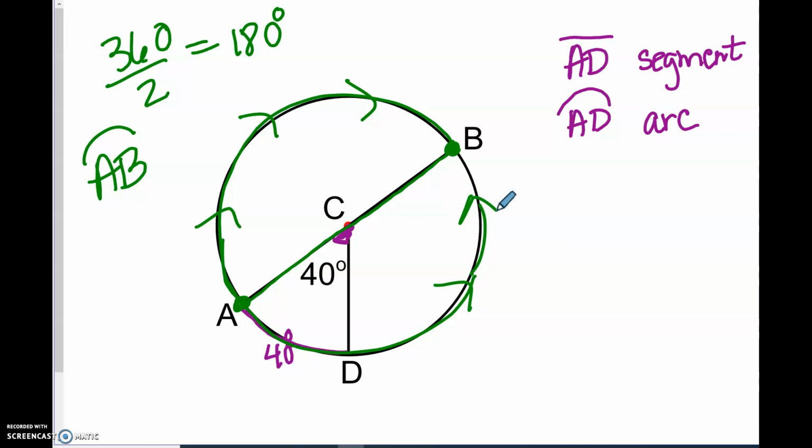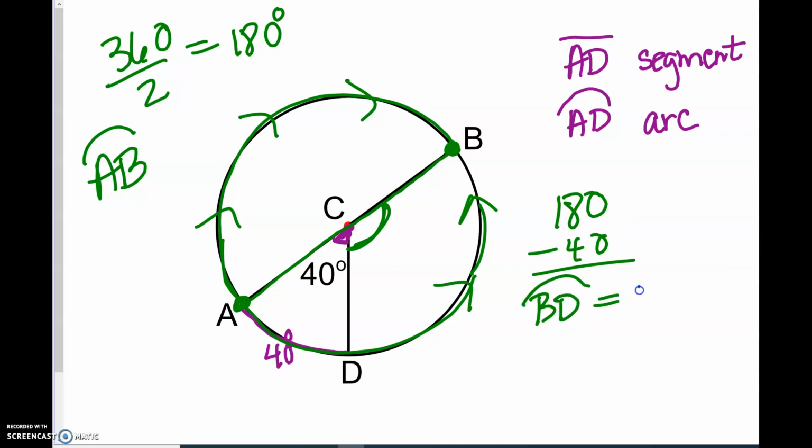Now, how do we find this angle measure in here? Well, because of AB being 180, we can subtract 40 from that. And so then arc BD is going to be 140 degrees. And then the measure of angle BCD is also 140 degrees because that is your central angle. So the central angle is 140 degrees, and so is that arc from B to D.